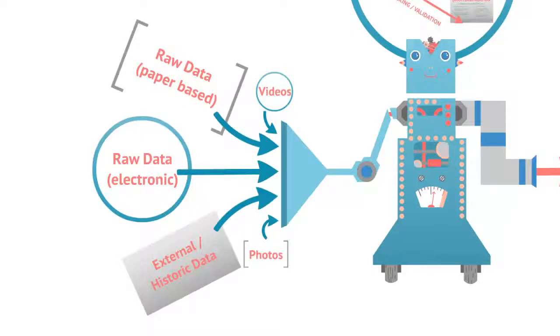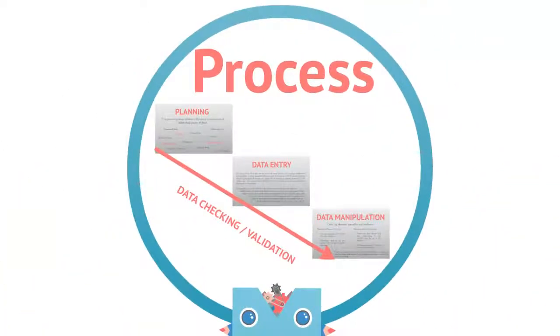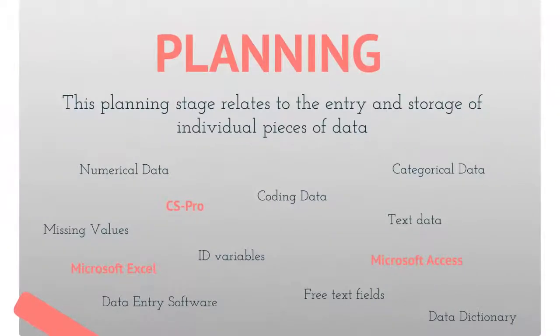Once the data has been collected or gathered from other sources, it can enter the transition process from raw to primary data. The first stage is planning, and this stage overlaps with work previously conducted when producing data collection tools. The planning stage involves thinking about how each piece of data is going to be handled and stored. This stage is required to be able to develop data entry software.